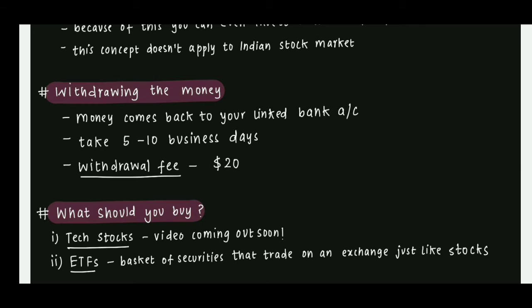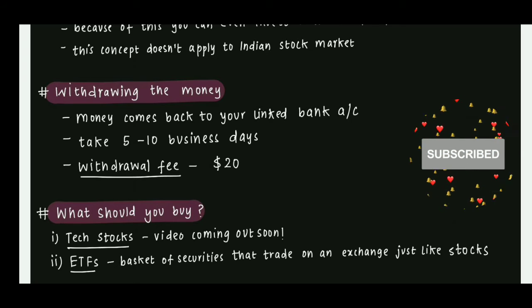Money will come back only to your linked bank account, which you have linked to IND Money, and it will take 5 to 10 working days to reflect in your account. And the most important thing is withdrawal fees. There is a $20 fixed withdrawal fee which will be charged every time you withdraw money from your IND Money application to your bank account.